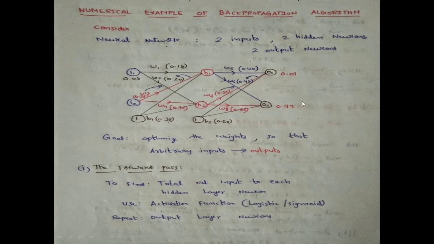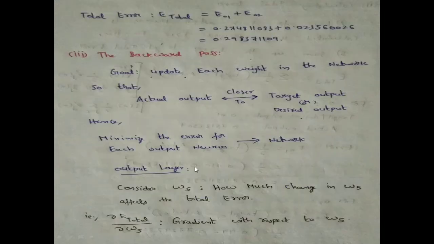So let us now consider the output layer. We try to update the weight W5. So when we consider the weight W5, here we have to identify how much change in the weight W5 affects the total error, right? So that is dou E total by dou W5, which is nothing but the gradient with respect to W5.